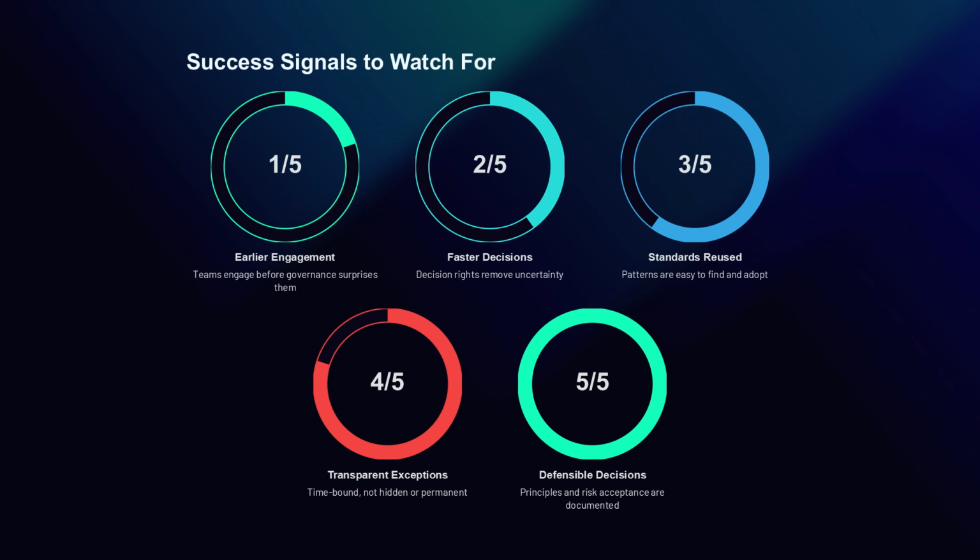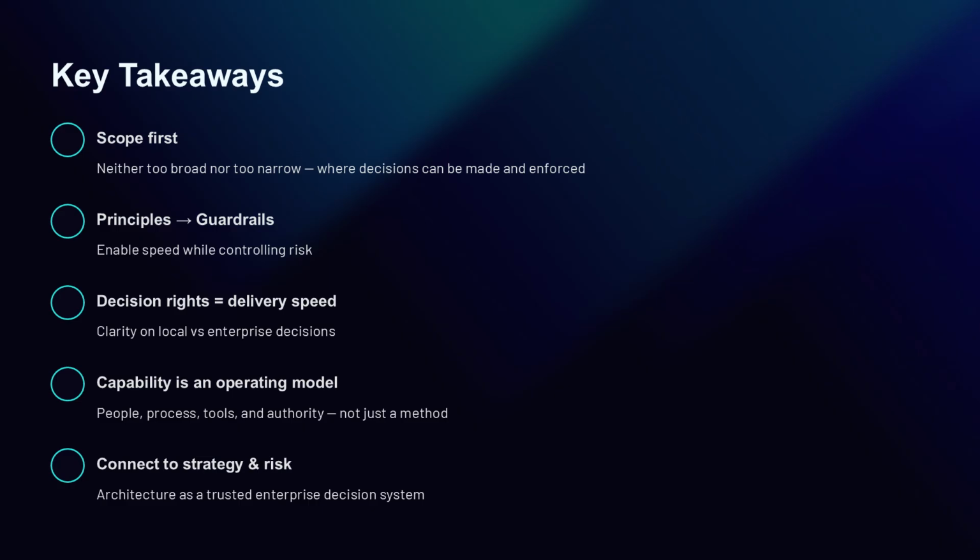You know it worked when decisions are made faster because decision rights are clear. You know it worked when standards are reused because patterns and guardrails are easy to find and easy to adapt. You know it worked when exceptions are transparent and time-bound rather than hidden and permanent. You know it worked when leaders can defend decisions because principles and risk acceptance are documented. These signals show that architecture is not just producing content, it is changing how the organization makes decisions and manages change. Let's now discuss the key takeaways from what you learned so far so you can apply it immediately.